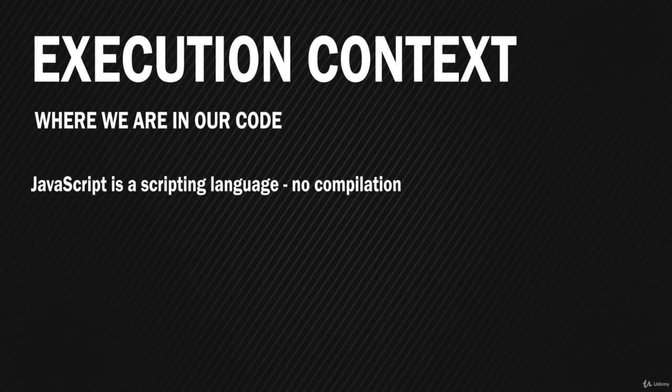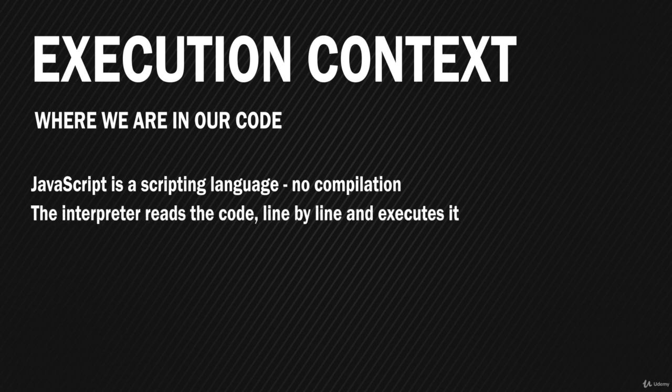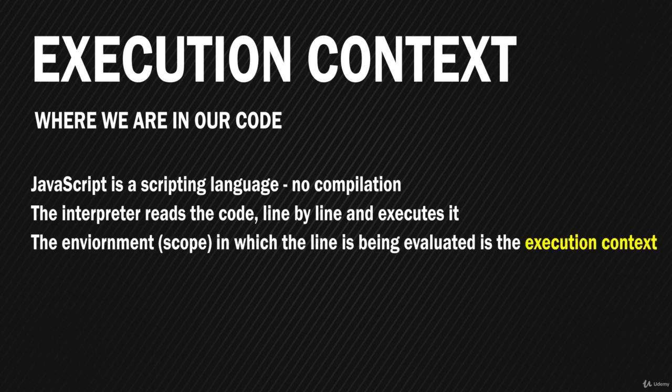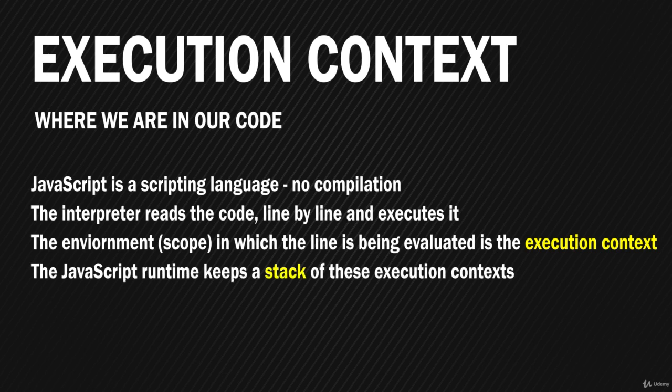Right at the beginning, we mentioned JavaScript is a scripting language. Remember, it's interpreted. And this means there's no compilation. The interpreter, on the other hand, reads the code line by line and then it executes it. And the environment, and that's just another fancy word for scope, the scope in which the line is being evaluated in is known as the execution context. And JavaScript is clever. So the JavaScript runtime keeps a stack of these execution contexts.